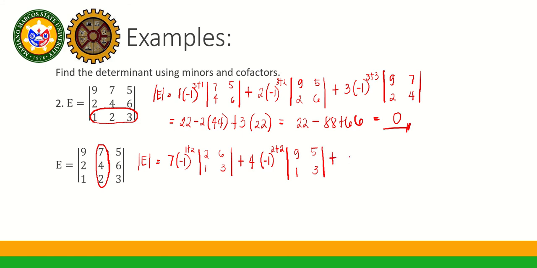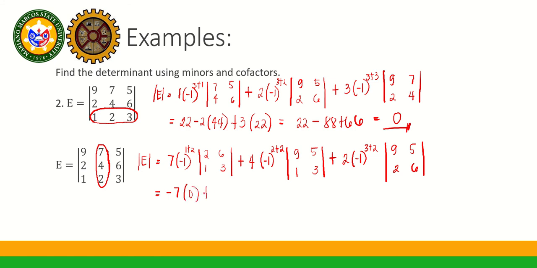Okay? And then add natin si last element, then negative 1 raised to, this is in third row and second column, so 3 plus 2 times minor ng 2 natin is si 9, 5, 2, 6. Okay, 9, 5, 2, and then 6. Okay, solving for this, we have, this is equal to negative 1 raised to 3, that is negative, so negative 7. Tapos, determinant ng matrix natin na to is equal to 0.